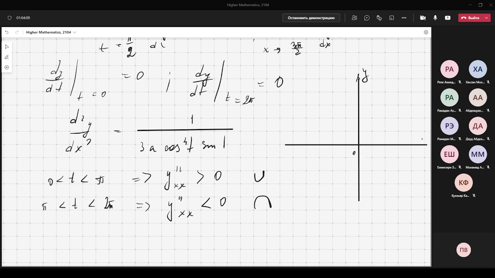y, O, x, a, minus a, minus a. Here it is symmetric, and symmetric.